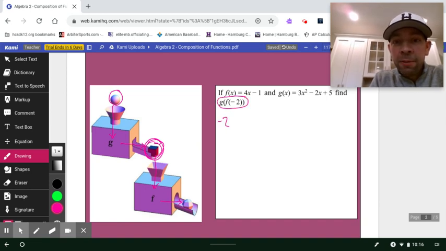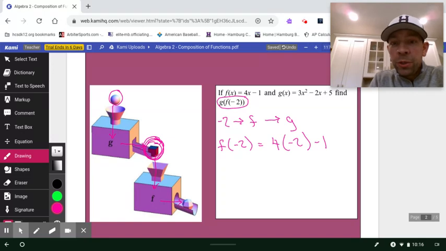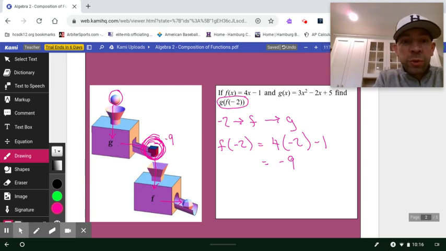We're going to take -2. We're going to substitute it into f. That's going to give me my first output. And then I'm going to substitute that number into g to get my final answer. So what does f of -2 look like? It's going to be 4 multiplied by -2 minus 1, which is going to make -9. We're sitting right here at -9. So we started with -2. Now we've got this -9.